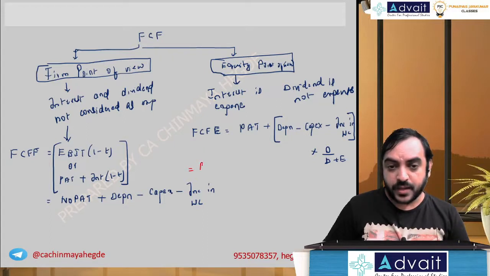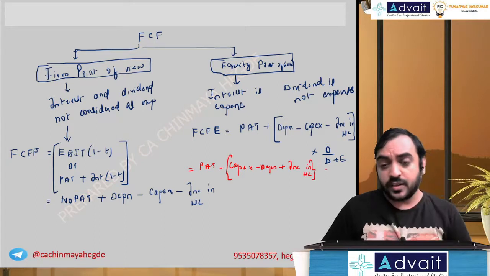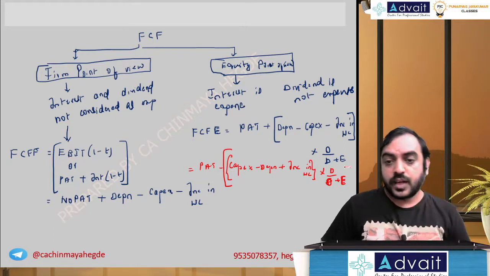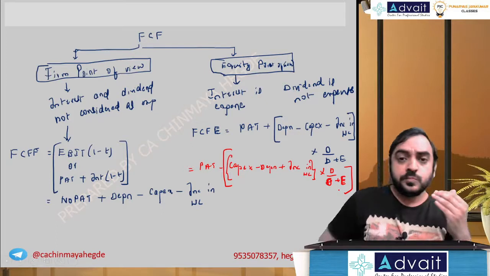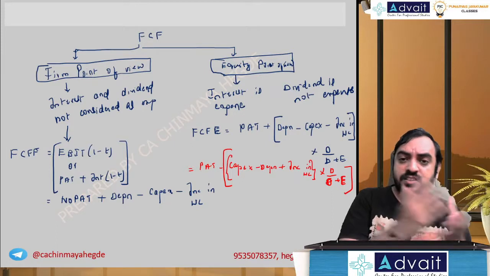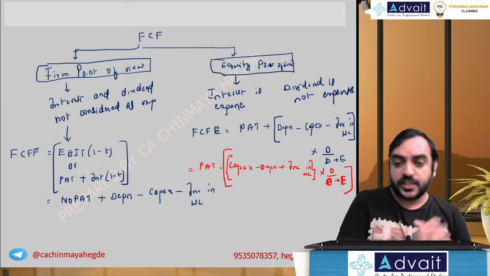The formula goes like this. PAT, I take minus common, I get capex minus depreciation plus increase in working capital. This portion, what we have after taking minus common, I'll multiply it by debt plus equity, debt by debt plus equity. I will tell you the logic behind this calculation. This is to make sure the debt equity ratio is maintained. I'll explain you the logic.